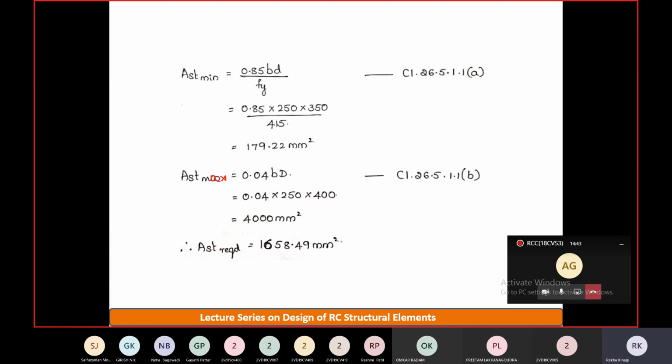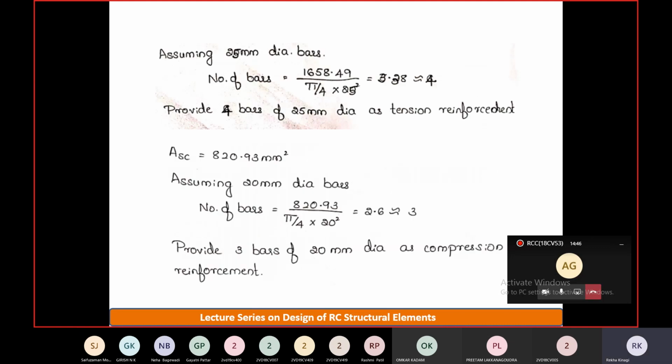1658.49 mm square. Now once Ast is calculated, the diameter of bar is assumed. For the tension zone, the diameter of bar assumed is 25 mm, and the number of bars equals Ast required divided by the cross-sectional area of one bar. So we get 3.38 bars, and we round it off to the next whole number, that is 4. So we provide 4 bars of 25 mm diameter as tension reinforcement.